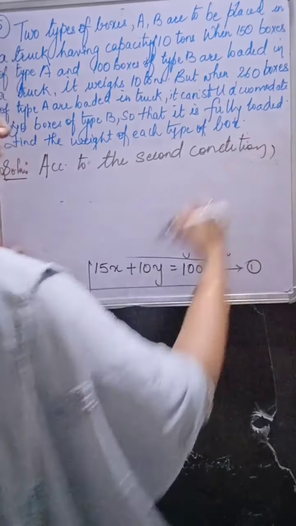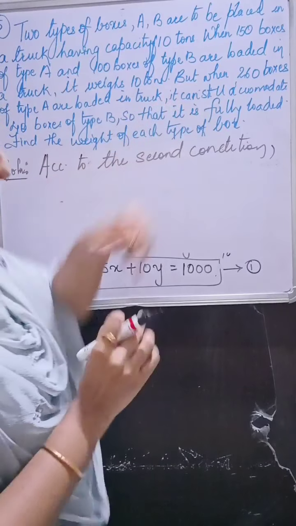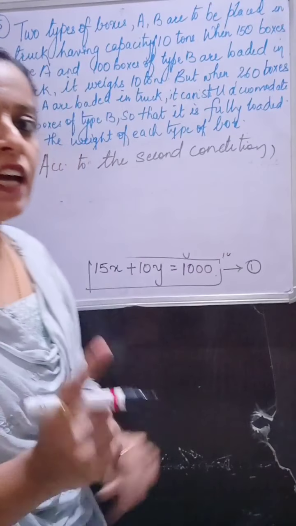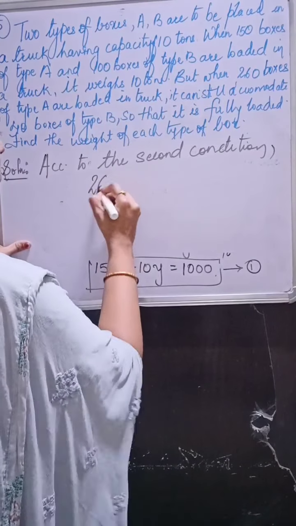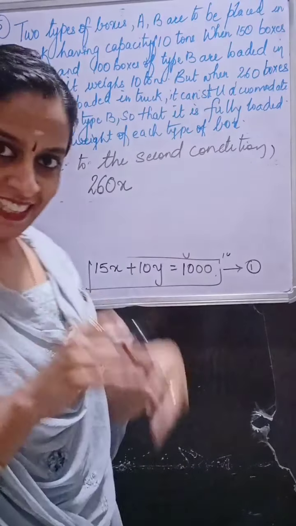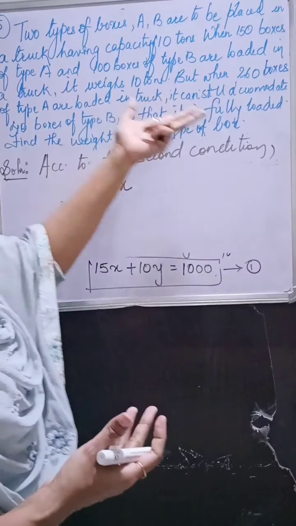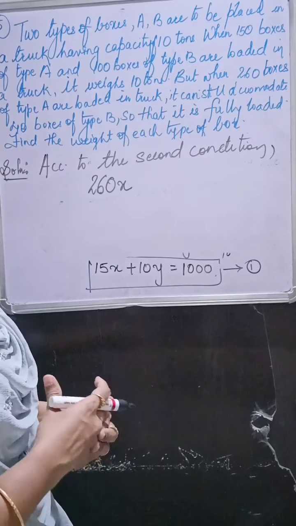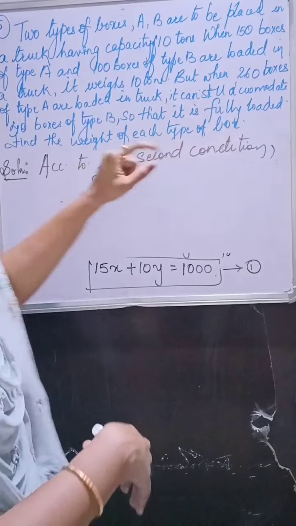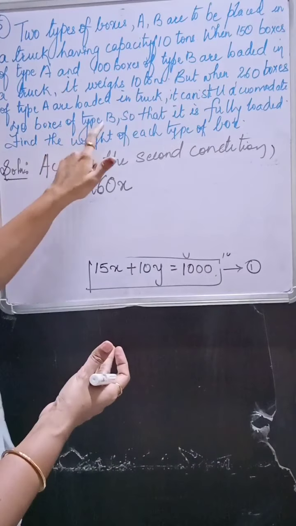what is the second condition? Read it at least twice. But when 260 boxes of type A, one box is x, so 260 boxes will be 260x. 260 boxes of type A are loaded in that truck. When 260 boxes of type A are loaded in the truck, it can still accommodate a few more boxes of type B. It can still accommodate 40 boxes of type B.